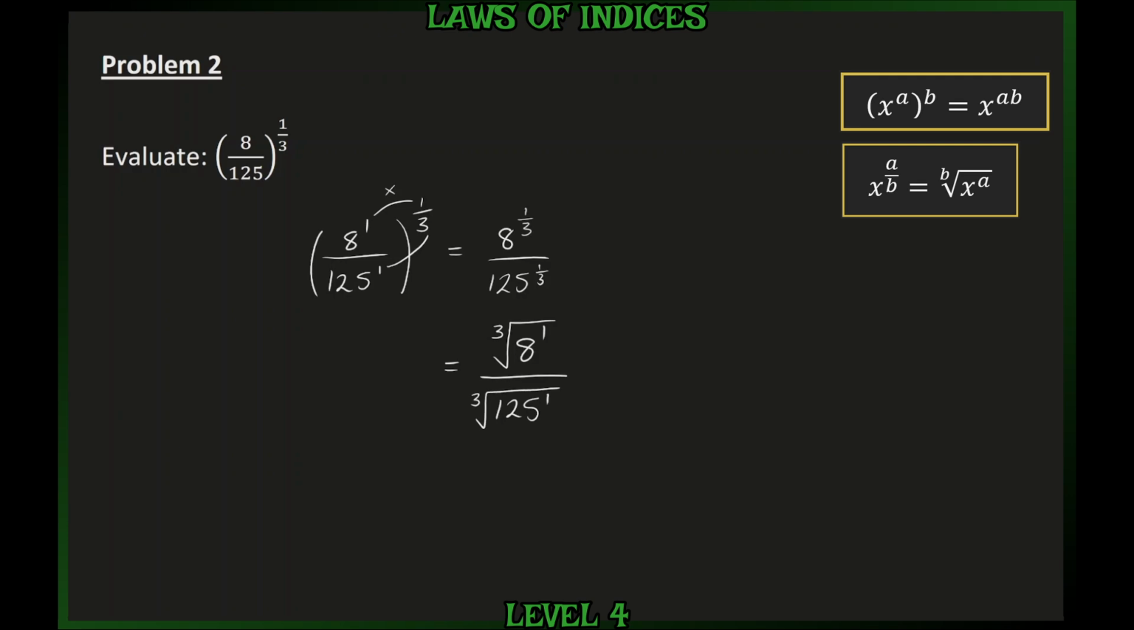Now the cube root of 8 is 2, because 2 times 2 times 2 is 8. So this becomes 2 to the power of 1. And the cube root of 125 is 5, because 5 times 5 times 5 is 125. And that also has a power of 1 on it. 2 to the power of 1 is 2, and 5 to the power of 1 is 5, and so our final answer for problem 2 is 2 over 5, or 2/5.